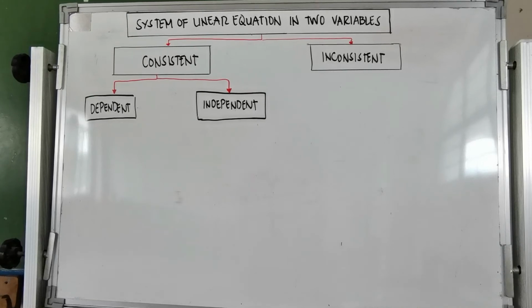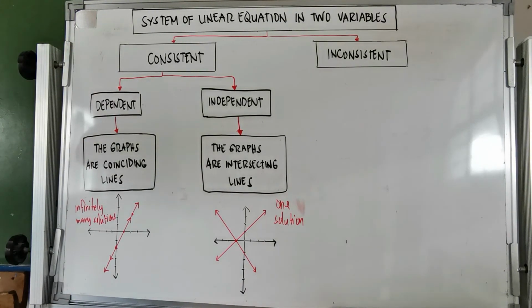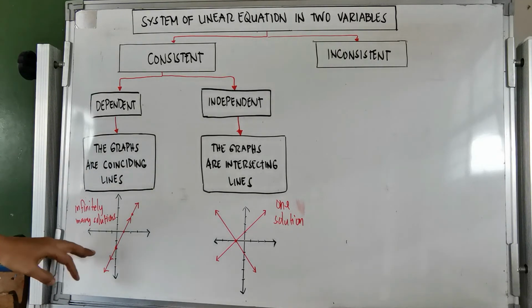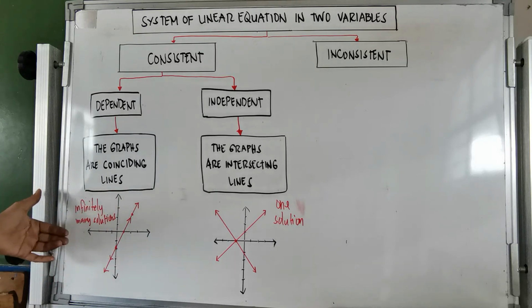So when we say consistent, we have two kinds. We have the consistent dependent and the consistent independent. Kapag sinabi natin consistent dependent, ito yung system na merong graph which are coinciding lines. So ito yung example natin sa baba. Later on sa ating mga susunod na lesson, makaka-encounter kayo ng graph ng system of linear equations na kung saan ang kanyang line ay nag-coincide. Ang ibig sabihin lang nun, ang ating given system has infinitely many solutions.